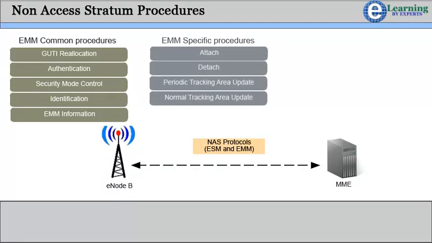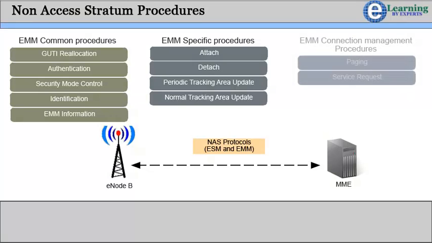2. EMM-specific procedures used only for mobility management. All procedures under this category except attach are initiated by UE. Detach can be initiated by both network and UE. 3. EMM connection management procedures used only for connection management. Paging procedure is initiated by network while the service request procedure is initiated by UE. We will discuss some of these procedures in more detail later in this module.